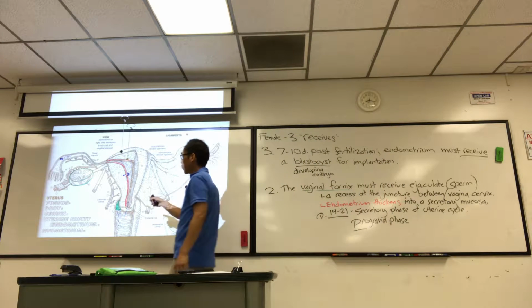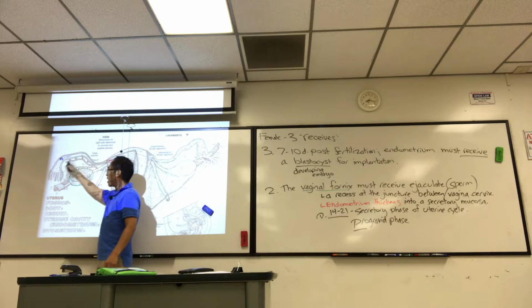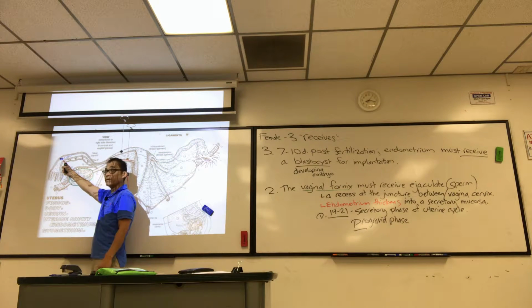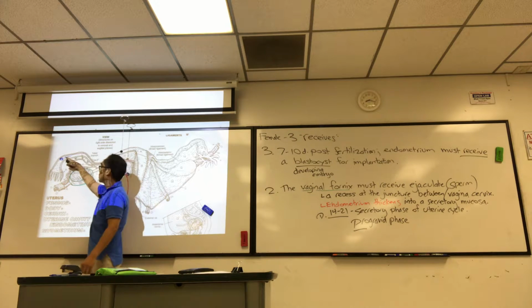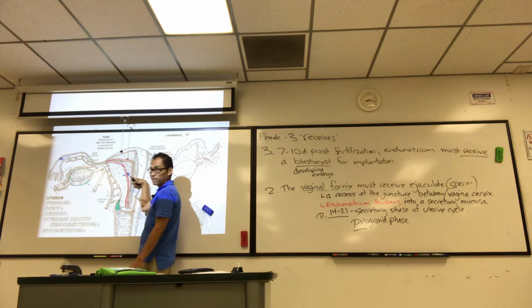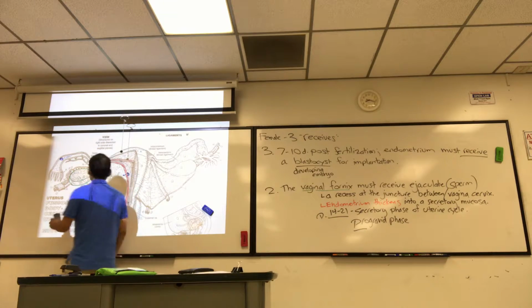Are there any questions on the 3 receives? First, you gotta ovulate. Number 1. Number 2, you gotta have sperm. And number 3, it's gotta swim, fertilize, and make it back in here. Okay, a lot of stuff goes on here.